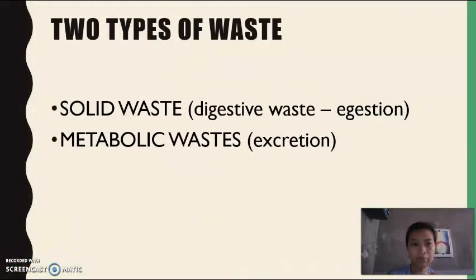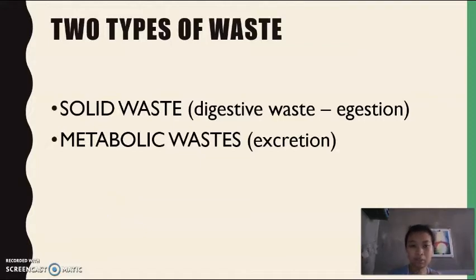For the first one, we have the solid waste, and the second one is metabolic waste. Metabolic waste is waste produced by chemical reactions such as respiration, hydrolysis, synthesis, and neutralization. The process of removing this metabolic waste is known as excretion.